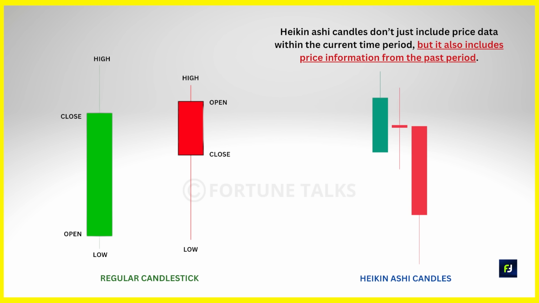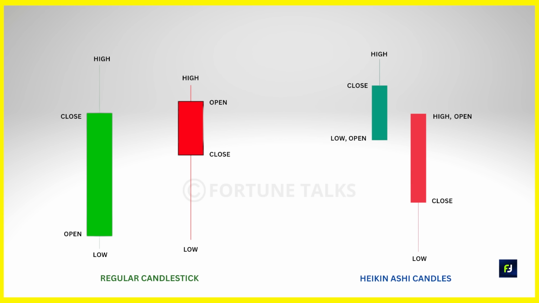With Heikin Ashi candlestick charts, each candle doesn't just include the price movement within the current time period, it also includes price information from the past. Now let's look at how this is done. Just like a regular candlestick, each Heikin Ashi candle has an open, close, high and low, except that the open and close are calculated differently.